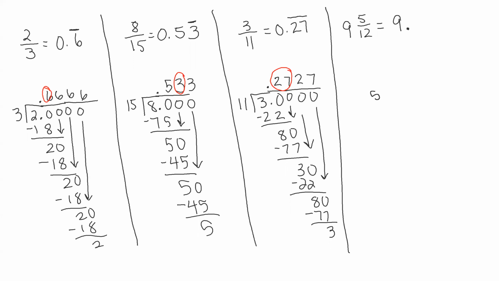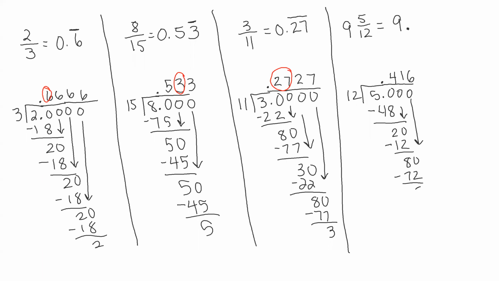So let's say I have 5 divided by 12. Well, 12 won't go into 5, but it certainly will go into 50. It'll go in 4 times. 4 times 12 is 48. Get a 2. 12 into 20 just goes in once. 12 times 1 is 12. I subtract and I get an 8. Well, 12 into 80. 12 times 6 I know to be 72. We subtract, and there's another 8.